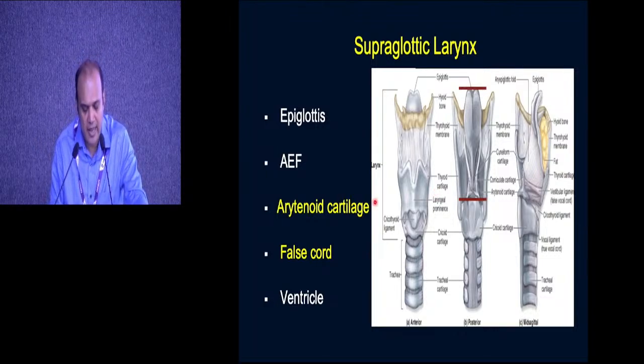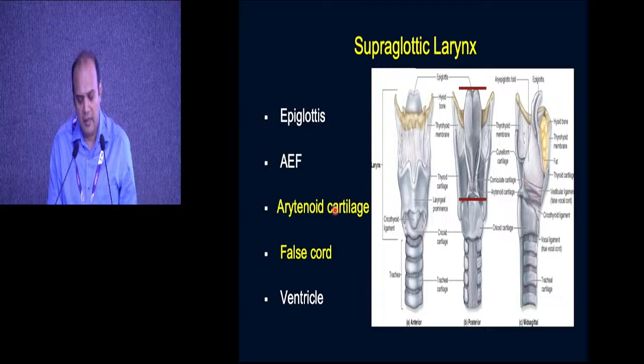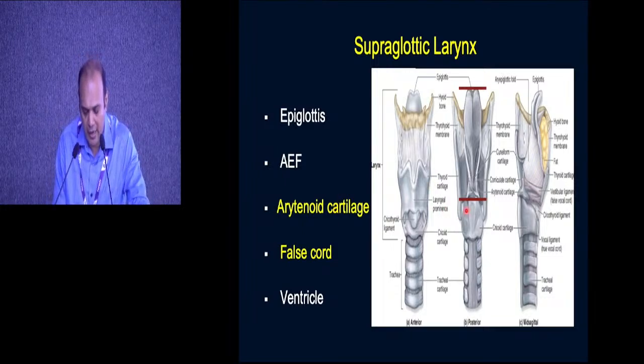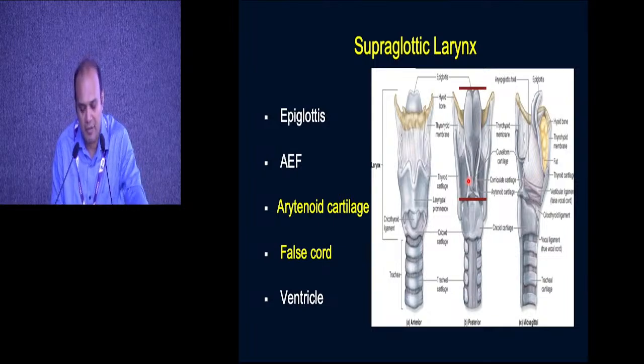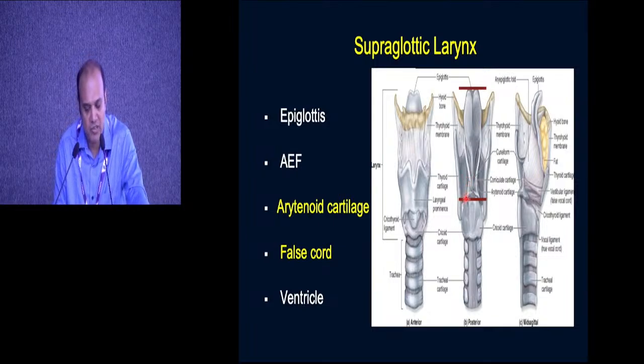The other thing is the arytenoid cartilage. The arytenoid cartilage lies on the cricoid cartilage. Okay, this is the cricoid cartilage. The cricoid cartilage is more broad posteriorly, and on its superior surface you have the arytenoid cartilage. The arytenoid cartilage is a pyramidal shaped cartilage. It has an apex and a base, and the apex rests on the superior surface of the cricoid cartilage, and it forms the cricoarytenoid joint. This is a functional unit of the larynx, and we need to know whether it is involved or not. So that's the arytenoid cartilage.